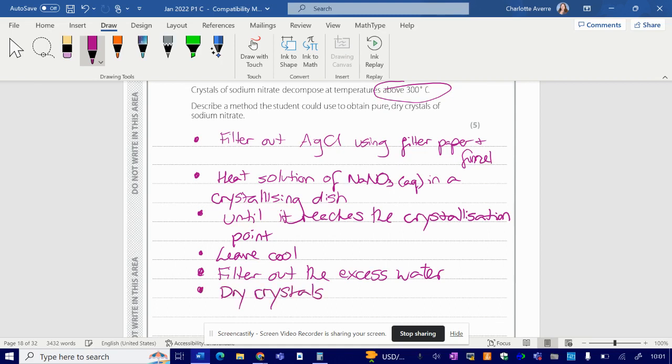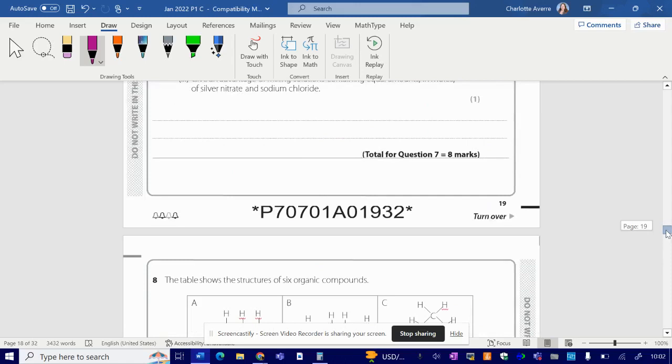Now, because it's told me in the question that the crystals decompose above 300, in this case I'm not going to use an oven. I'm just going to put it in a warm place, e.g. a windowsill, because if I heated it in an oven, my crystals might decompose. Okay, so I have got 6 points there. That should be enough to get me 6 marks. We'll look at it when I go through the mark scheme.